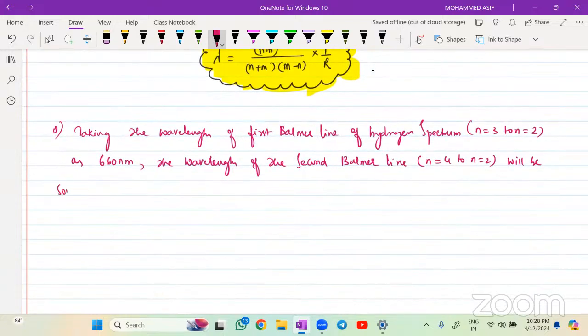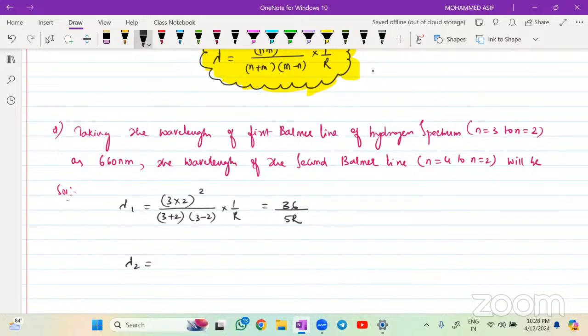So there is a given question. Taking the wavelength of the first Balmer line of the spectrum from n equals 3 to n equals 2, lambda 1 value will be equal to 3 into 2 whole square divided by (3 plus 2) multiplied by (3 minus 2) into 1 by R. Isn't it? So that will be equal to how much value? 3 twos are 6, 6 sixes are 36. That is 36 divided by 3 plus 2, which is 5, and 3 minus 2 is 1. So this will be equal to 36 by 5R. That's it. The same way for the second one, lambda 2.